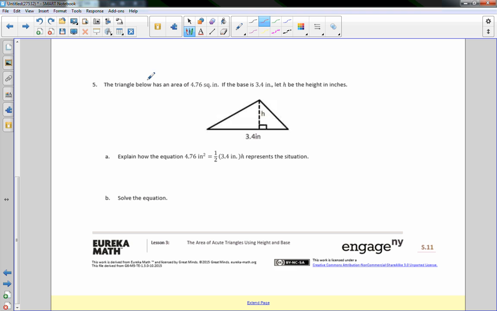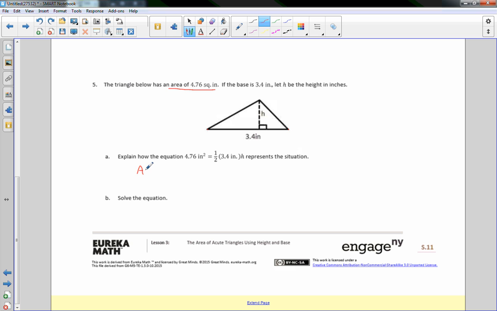Number 5, the triangle below has an area of 4.76 square inches. If the base is 3.4 inches, let h be the height in inches. So there's a diagram. The base is 3.4 inches, from here all the way over to here. We don't know the height, but we do know the area is 4.76 square inches. Explain how the equation 4.76 inches squared equals 1/2 times 3.4 inches times h represents this situation.